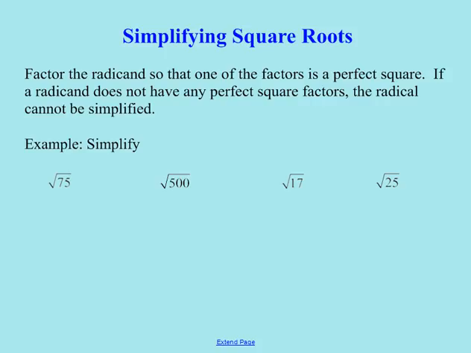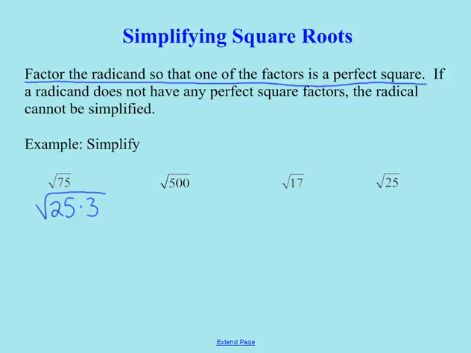We'll start with the square root of 75. So, first we're going to factor the radicand so that one of the factors is a perfect square. So our radicand in this case is 75. So we need to come up with factors of 75, one of which is a perfect square. You can see why it's important to know your perfect squares. If you know them well enough, you quickly realize that 25 is a perfect square, and if we multiply it by 3, we get 75. So we can rewrite the square root of 75 as the square root of 25 times 3.